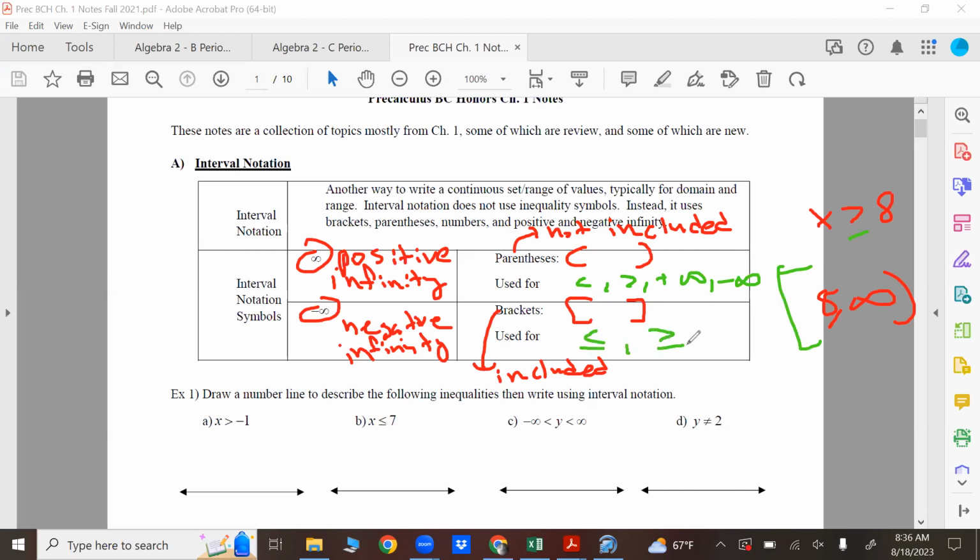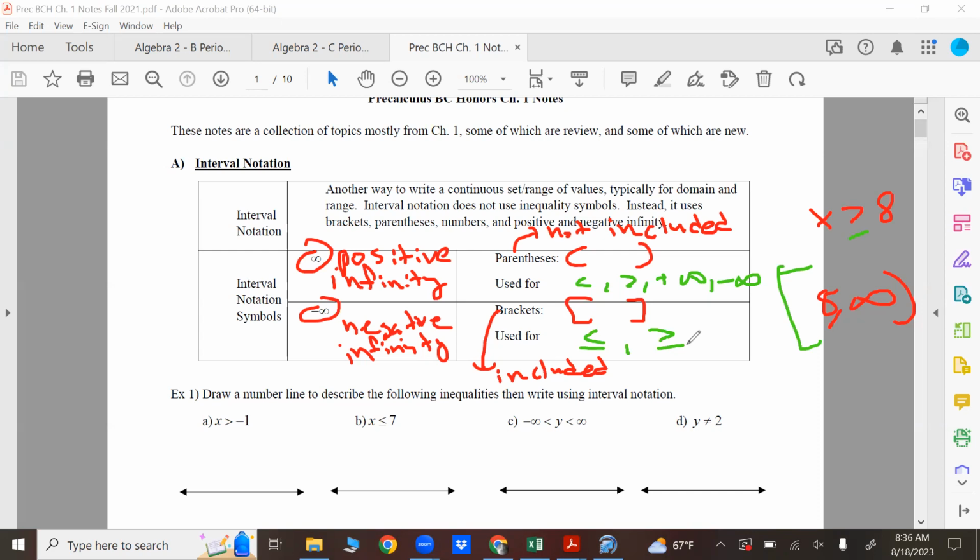So again, take a moment to simmer on this, right? Positive is going to the right, like the number line, right? To the right. Negative going to the left. If you're not including the number, we use parentheses; when you have less than or equal to or greater than or equal to, we include it with brackets. So now let's actually practice writing interval notation for the inequalities down below. Let's draw them, and then we'll move on.